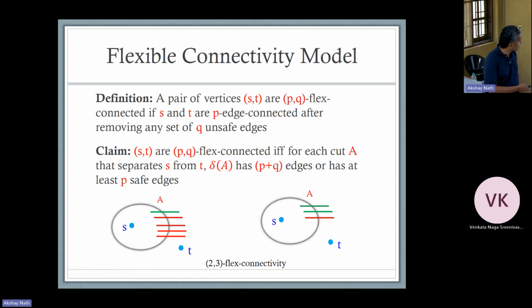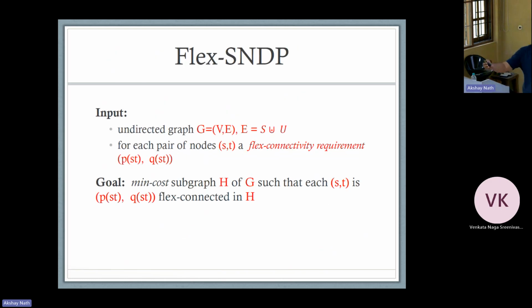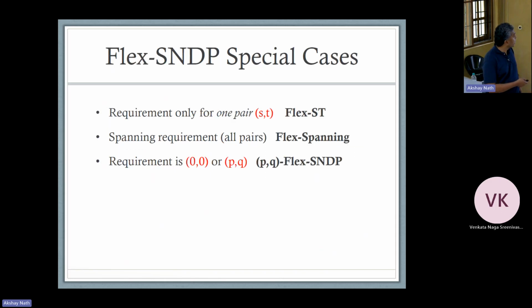So that's the model, the connectivity requirement. Now we can define a very broad network design problem. Just like with the usual network design problem, everybody specifies what connectivity they want. I give you a graph which has safe and unsafe edges, and you say, for this pair I want (p,q)-flex connectivity required. So it's a lifting of the old problem to this more general model.